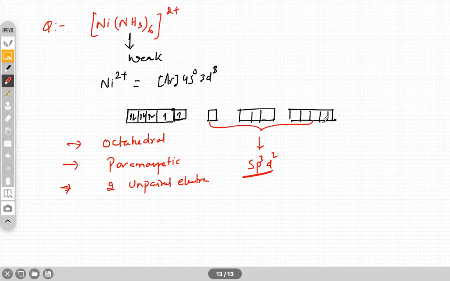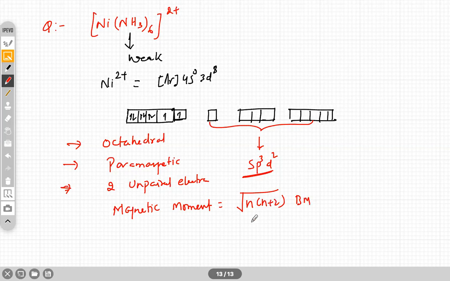And they can also ask the magnetic moment of the complex. Magnetic moment is calculated by this formula, which we also did last year in atomic structure: root under n into n plus 2 BM, Bohr magneton, where n is the number of unpaired electrons. You substitute n value 2 here, 2 into 2 plus 2, that is root under 8, and that value is 2.83 BM.